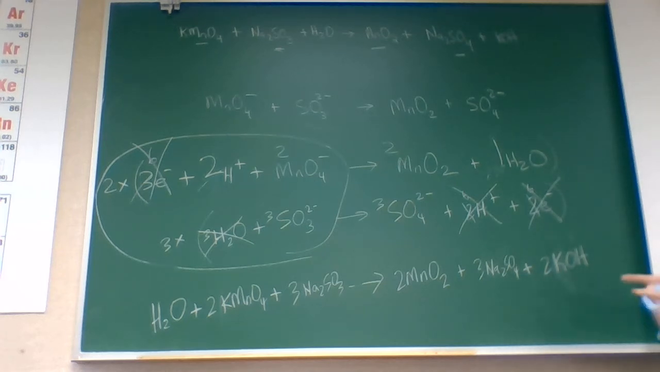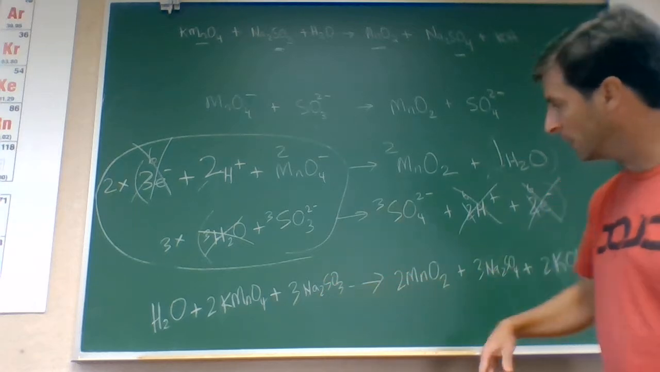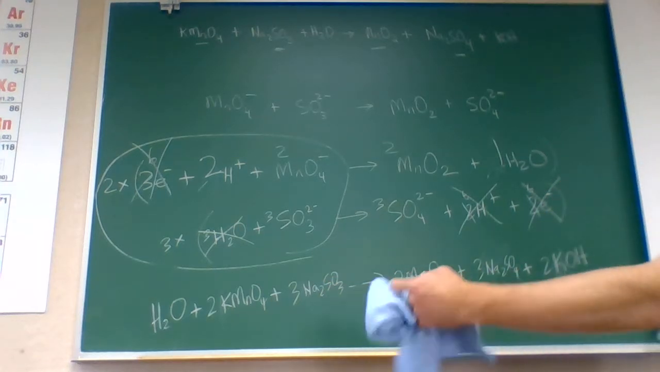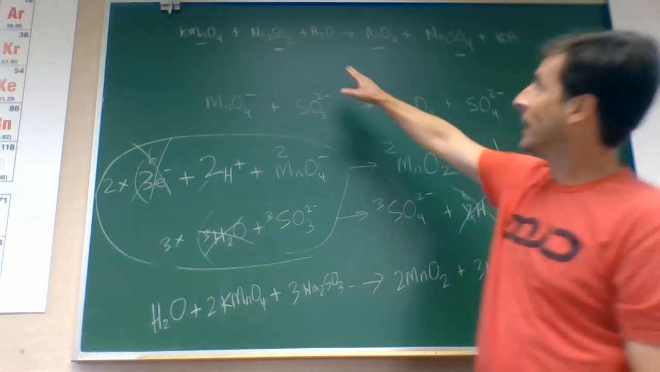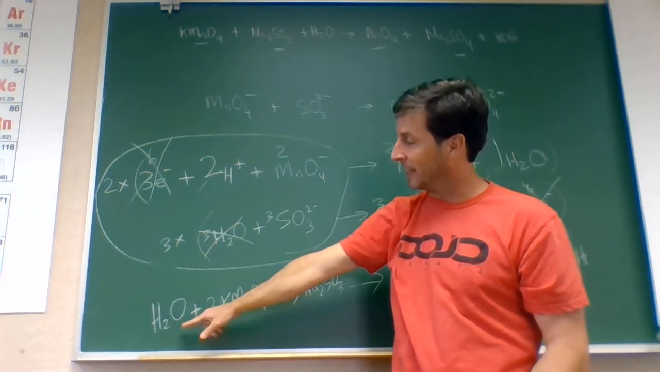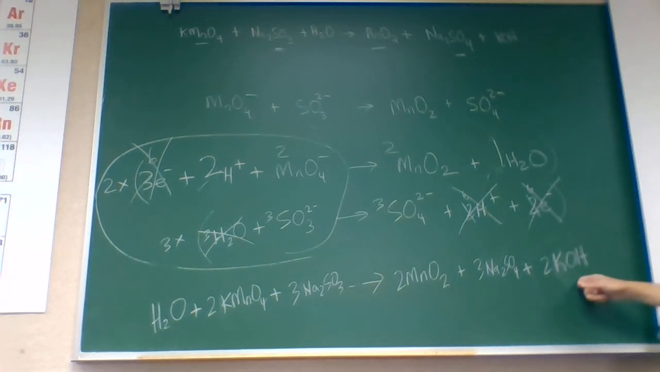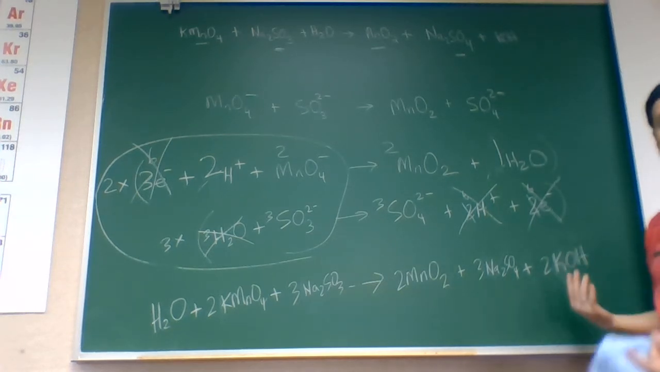And now, if you go back and check, I have 2 potassiums, 6 sodiums. Everything actually balances out. And remember how they gave me the water in the beginning right here? Well, it's on the left side. There it is. And they gave me hydroxides on the right. I ended up with hydroxide on the right. I mean, it all works out.